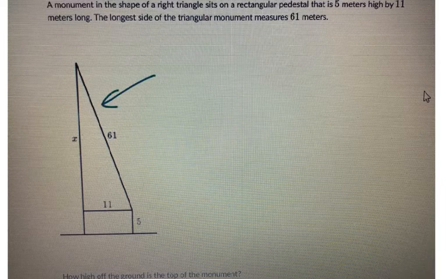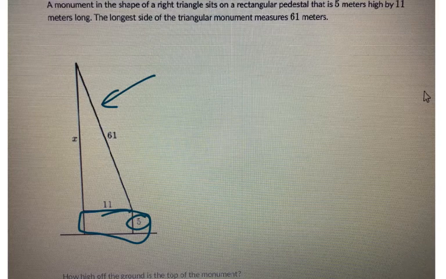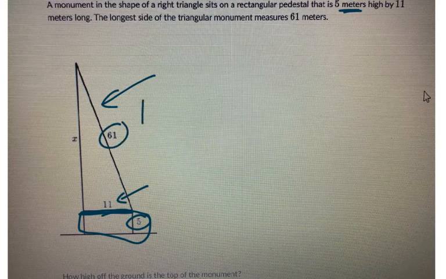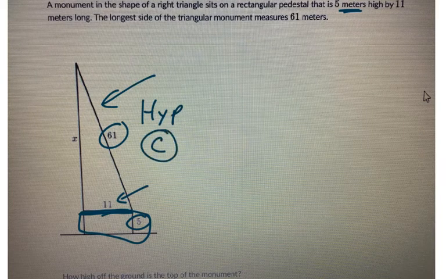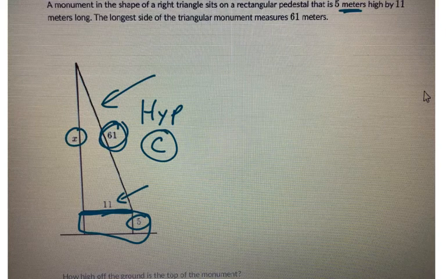We have this triangular shaped monument. It sits on this 5-foot pedestal here, though. See that right there? 5 meters, sorry. 5 meter high pedestal. And we know the width of the monument, as you can see right there, is 11 meters. And the longest side of the triangle monument, that's the hypotenuse, right? That's also called our C, is 61 meters.